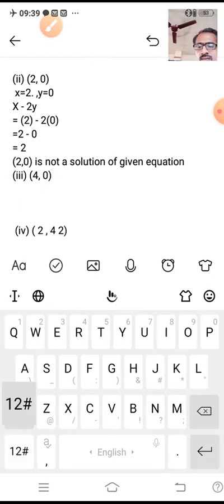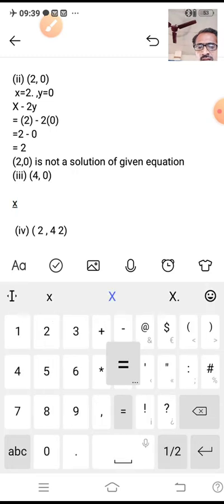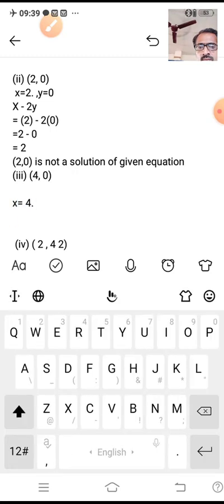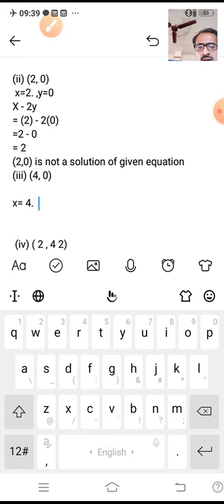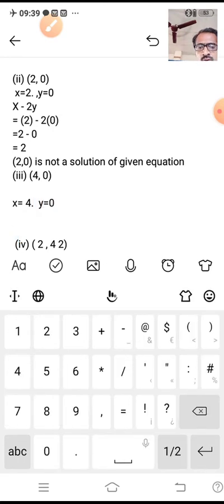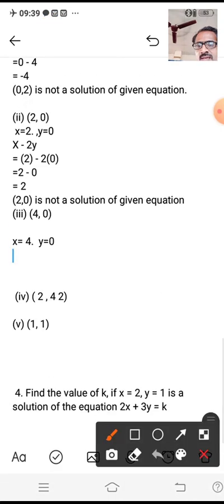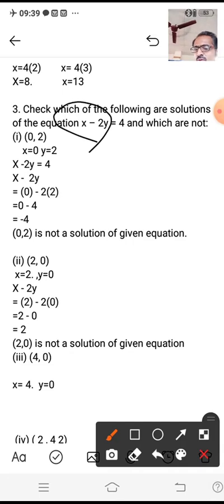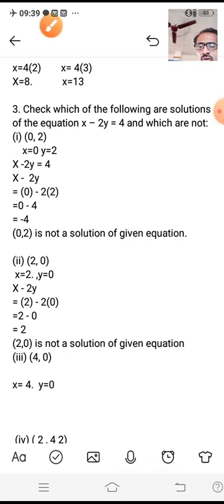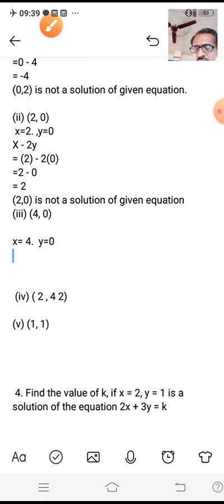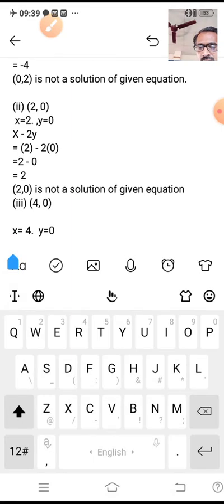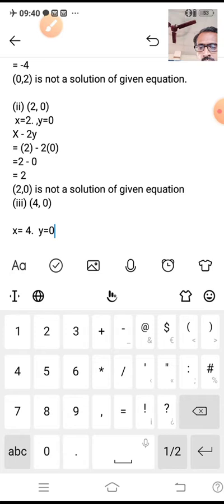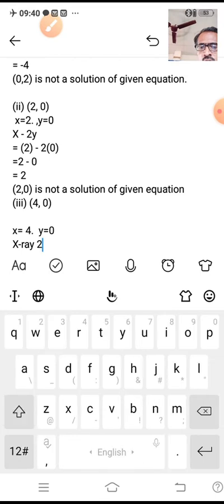So here the first coordinate is 4, so the value of x we have is 4 and the value of y we have is 0. Again we'll take the left hand side. The left hand side of the equation is x minus 2y. We substitute the values of x and y in it. What should we get? 4. Then it is a solution, otherwise it is not a solution.